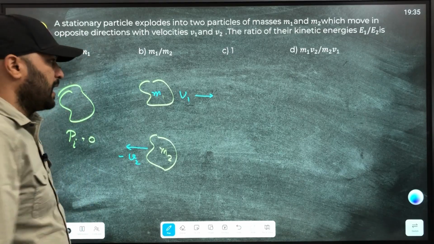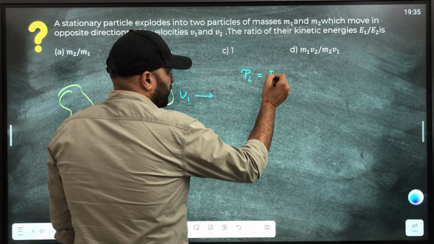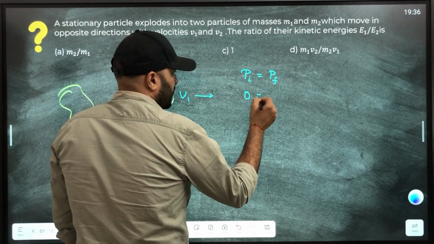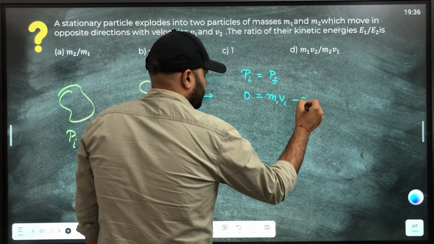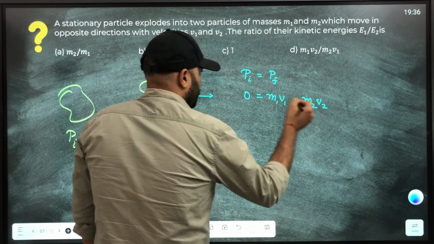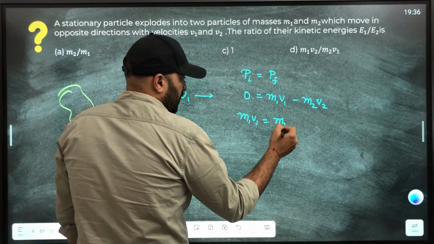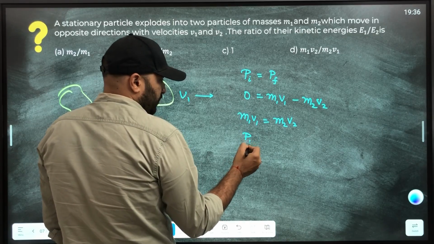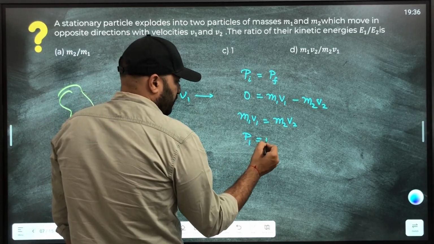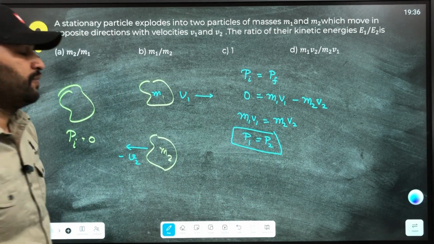Let's recall our concept of conservation of momentum. Initial momentum will be equal to final momentum. 0 will be equal to m1 v1 plus m2 times the negative velocity v2, which makes it minus. So m1 v1 will be equal to m2 v2. And m1 v1 is nothing but the momentum of the first particle, which is equal to the momentum of the second particle. Then the ratio of the kinetic energy.